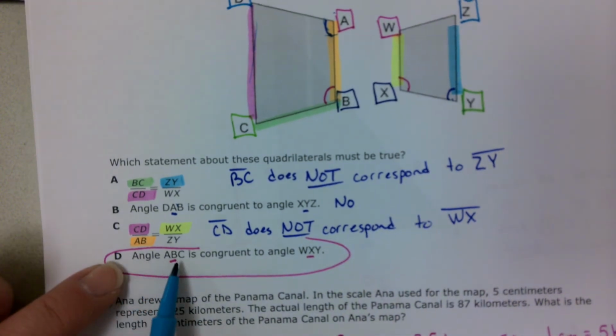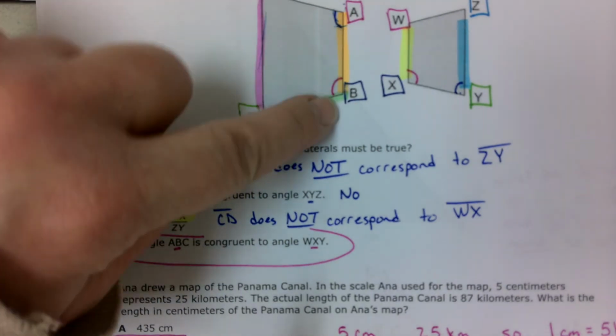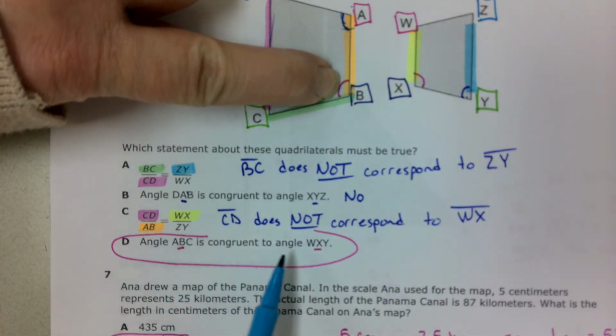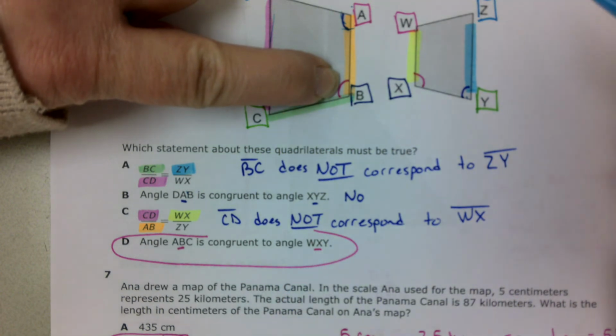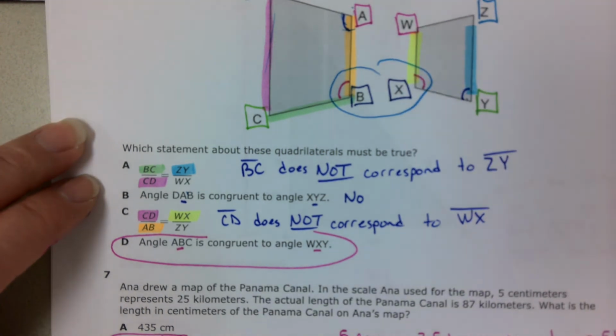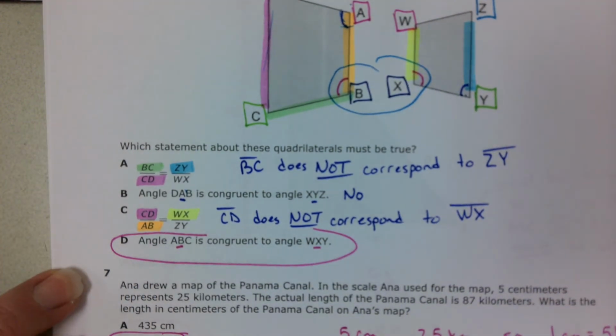Last one, angle ABC. ABC, right? So that's this pink one right here, is congruent to angle WXY. So where's X? Right here. And again, we have corresponding angles. D is the correct answer for that.